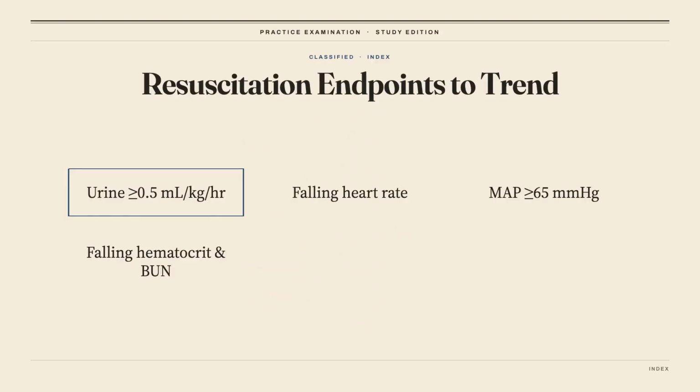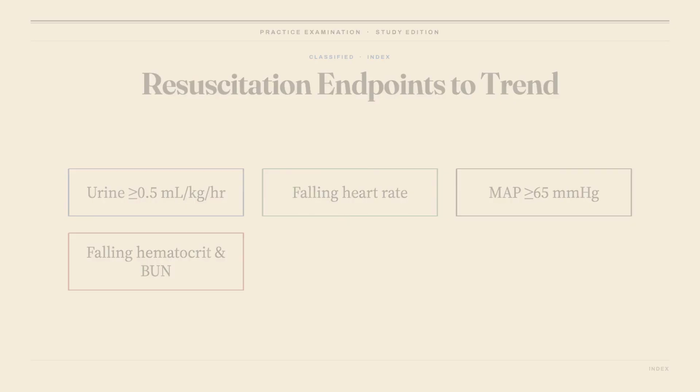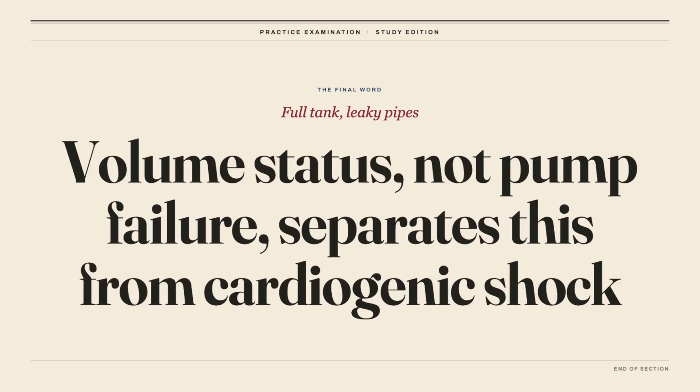Resuscitation is judged by endpoints, not volume given. Urine output near 30 milliliters an hour, a heart rate trending down, mean arterial pressure around 65 or above, and falling hematocrit and BUN are the goals, but the same capillary leak threatens the lungs. So new crackles or falling oxygen saturation mean the fluid is now causing harm. This is hypovolemic and distributive shock from a leaking tank, not cardiogenic shock from a failing pump, and mistaking one for the other withholds the fluid that could save the kidneys.